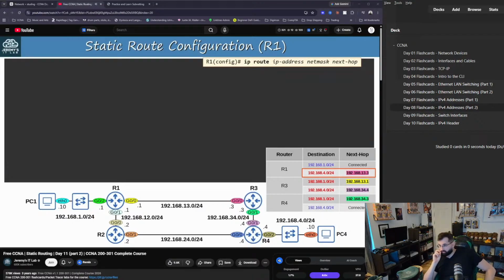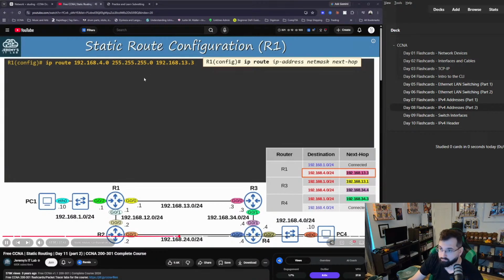Here is the format of the command. From global config mode, IP route, followed by the destination network IP, netmask, and next hop IP. So for R1's route to the 4.0/24 network, the command is this: IP route 192.168.4.0, 255.255.255.0, 192.168.13.3. That's it. Okay, so R1 is trying to route to this.